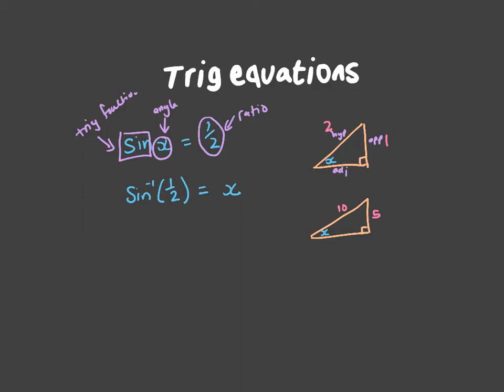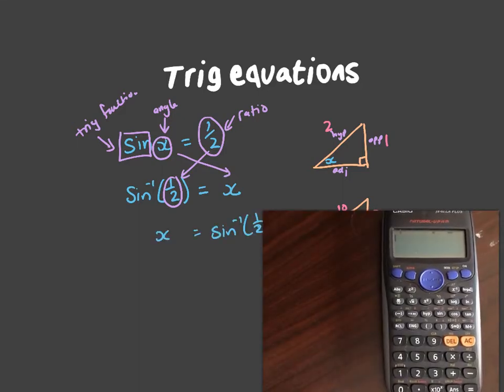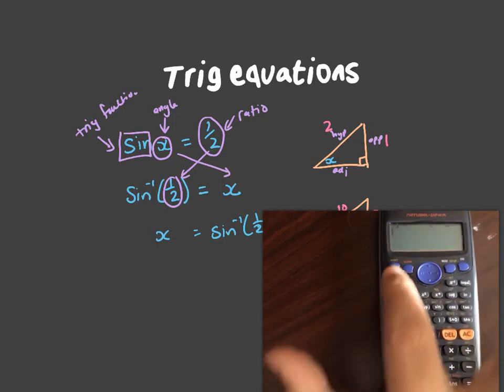Since sine x is equal to half, what you just do is write down arcsine of the ratio, and that will kick out the angle for me. So let's look at this. How do we work this out? Make sure you calculate in degree mode.